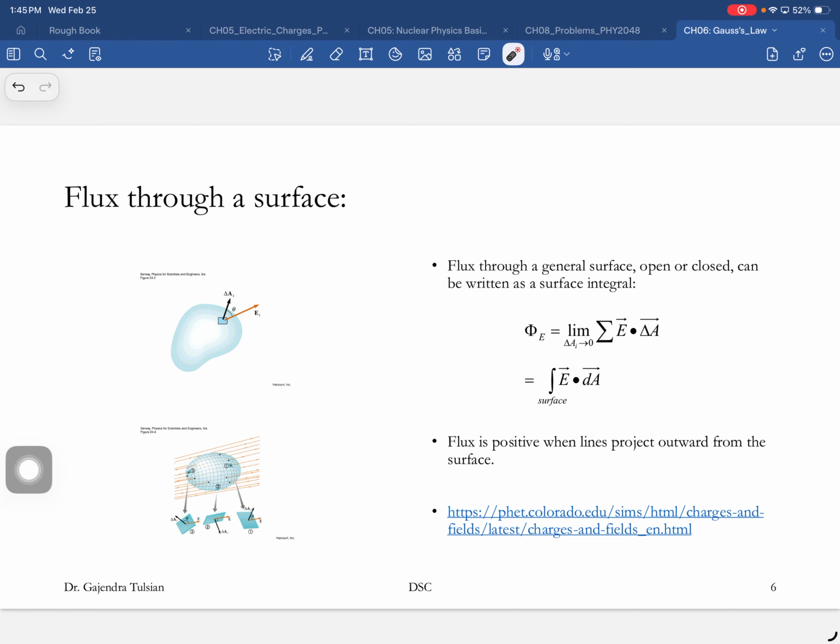We'll associate an area vector with an area element. The direction of the vector is perpendicular to this surface, and the magnitude of this area vector is just the magnitude of this area. So we are defining an area vector. Again, the direction is perpendicular to the area, and the magnitude is just the area. You take this dot product, E dot A, and you do that for every little piece and sum it all over.